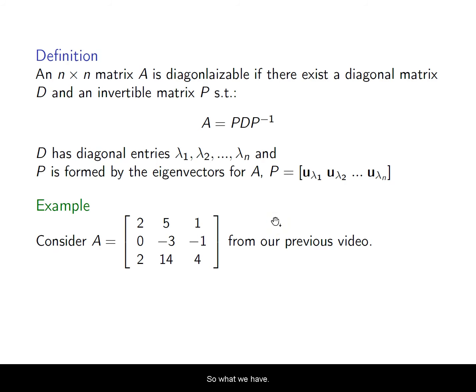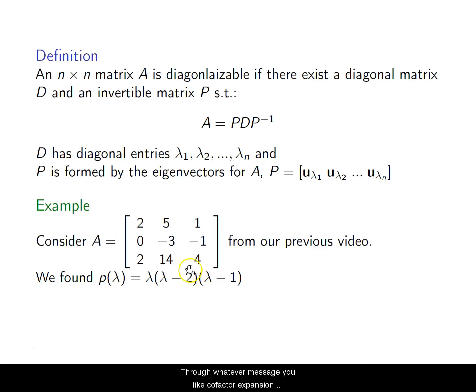What we have is we were able to find the determinant through whichever method you like, cofactor expansion or the method where we repeat the first two columns and then multiply across the diagonals. Regardless, when you simplify that down, you should get the characteristic polynomial. Setting this characteristic polynomial to 0 gives us the eigenvalues that we want.